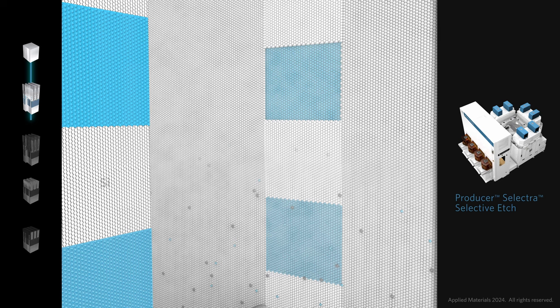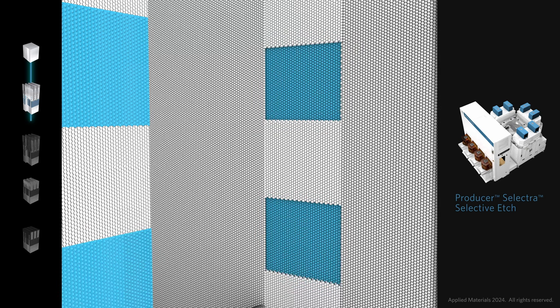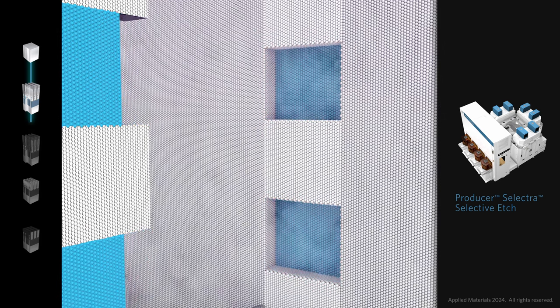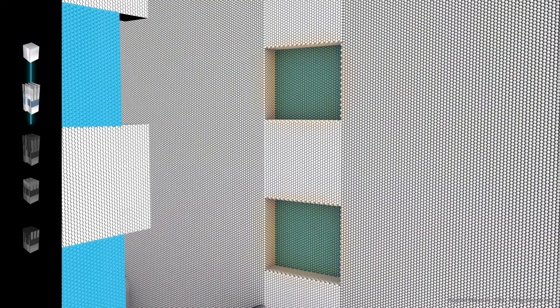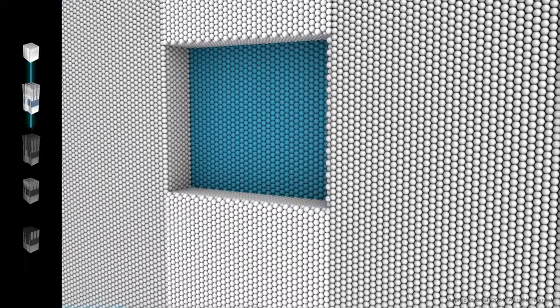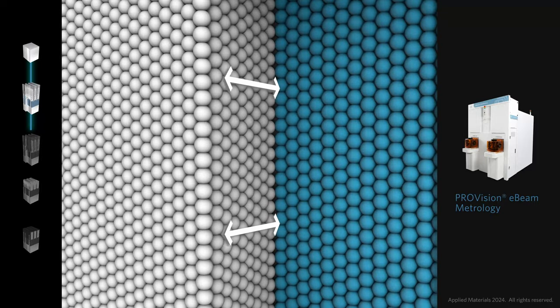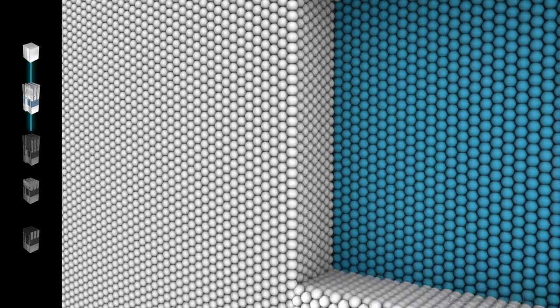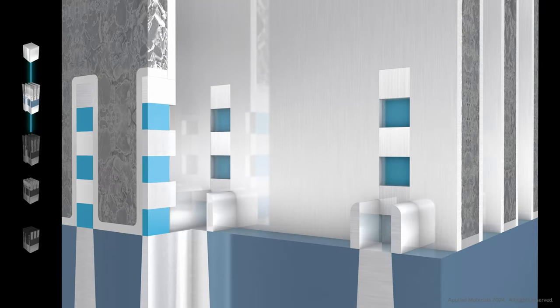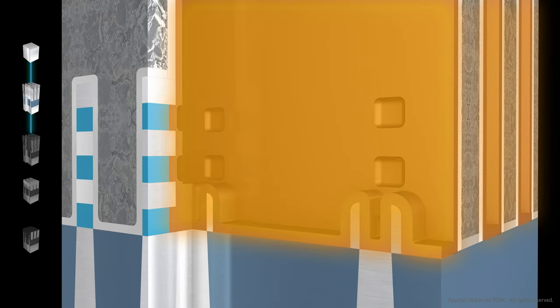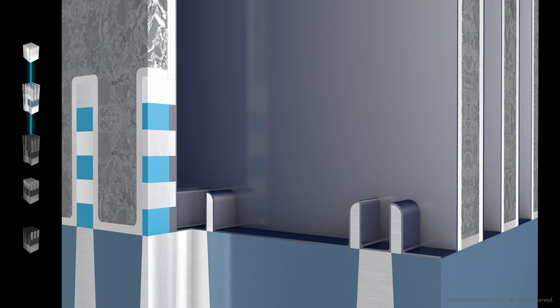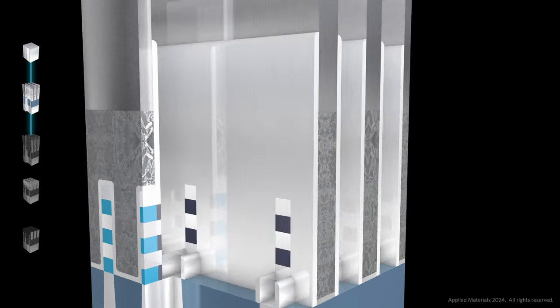Applied's Producer Selectra Selective Etch system pre-cleans the ends of the silicon germanium channels, then laterally removes material with a silicon germanium to silicon selectivity of greater than 500 to 1. The system creates perfectly uniform box-shaped cavities that optimize transistor performance. Next, because the shallow cavities are so critical to performance, Applied's ProVision e-beam metrology system is used to penetrate the structures and measure the recess uniformity with nanometer resolution. Once the silicon germanium channels are recessed, insulating dielectric material is deposited over the transistors and then carefully selectively etched away, leaving dielectric spacer material only in the cavity regions.